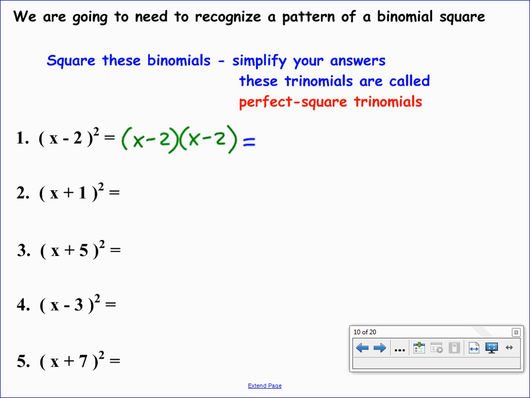This is a FOIL problem, where my first product is x times x, which is x squared. My outside product is x times negative 2, which is minus 2x. My inside product is negative 2 times x, which is negative 2x, and my last is negative 2 times negative 2, which is plus 4. So if I expand that binomial squared in number 1, the final result in all of these will be a trinomial. In this case, I get x squared minus 4x plus 4.